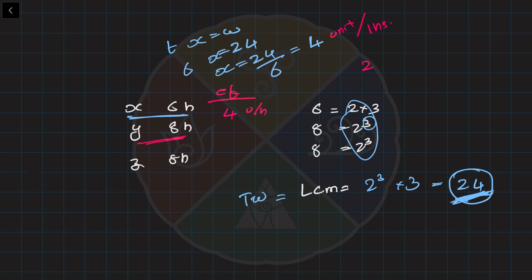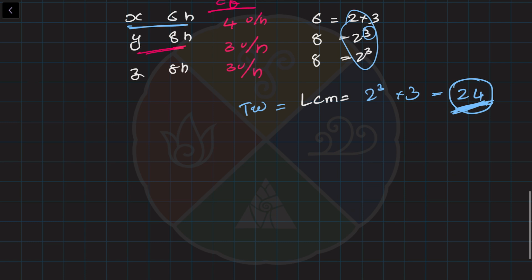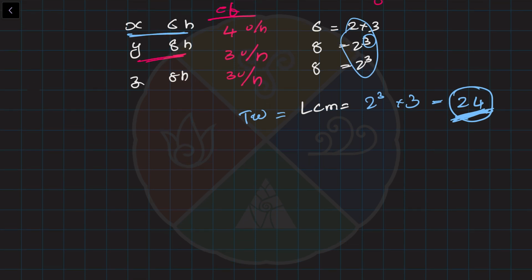Similarly, Y will need 24 by 8, and that is he will finish 3 units per hour. Z also similarly 3 units per hour. Now we can again solve the problem in the exact same method. The work has to be finished as soon as possible. In the first hour, I'll be hiring X because he is doing more work per hour. In the first hour, I'll be hiring X, and he'll be doing 4 units of work.